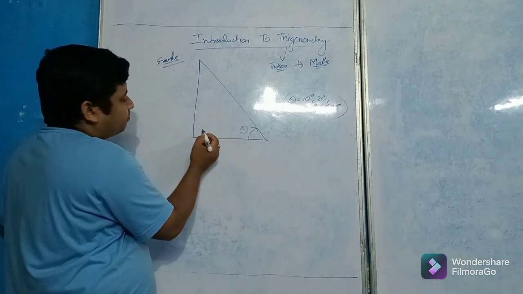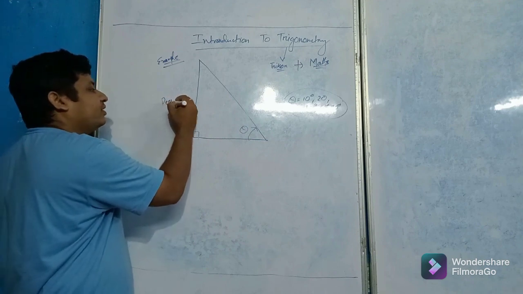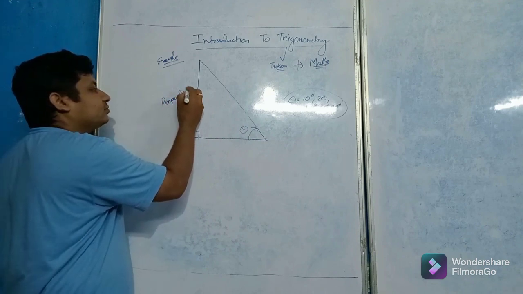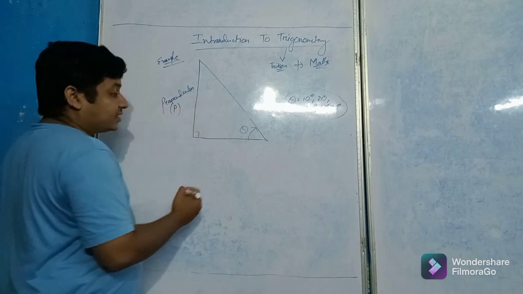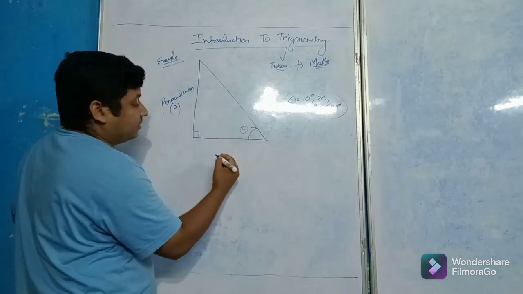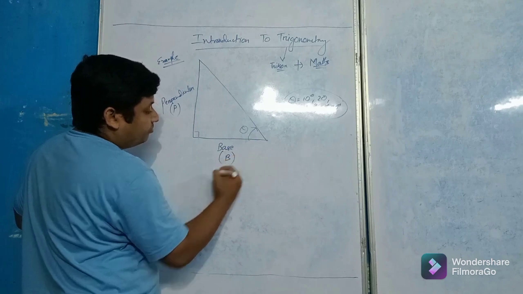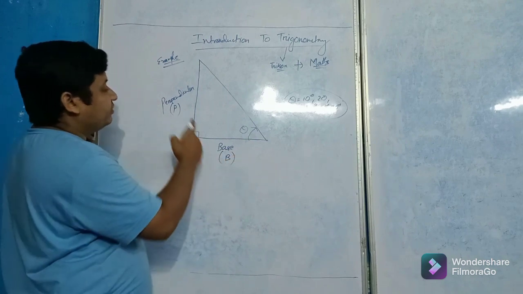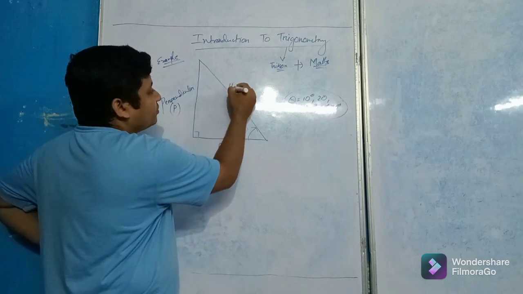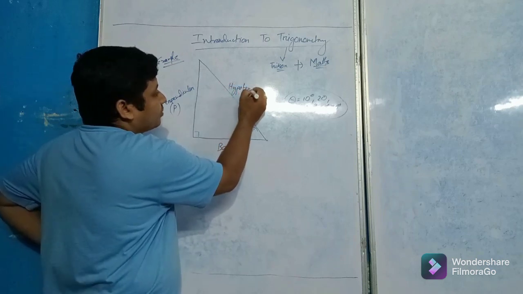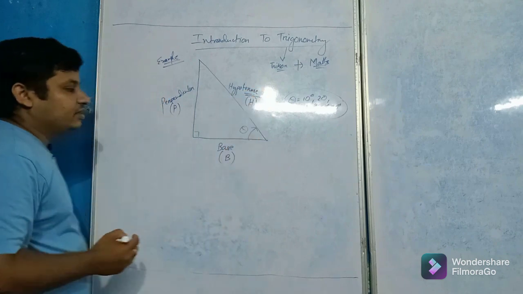What happens here? The side which is in front of theta is perpendicular. This will be denoted as P. And the side over which theta sits is the base. This will be denoted as B. And the side which is in front of the base and perpendicular, it is hypotenuse. It is termed as H.